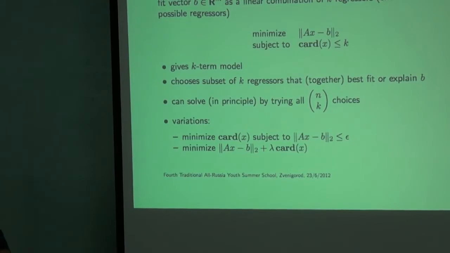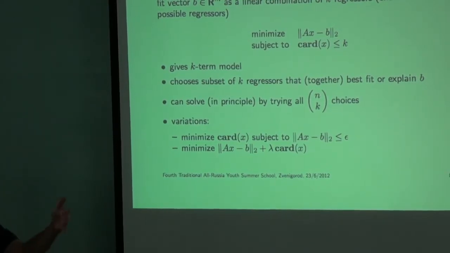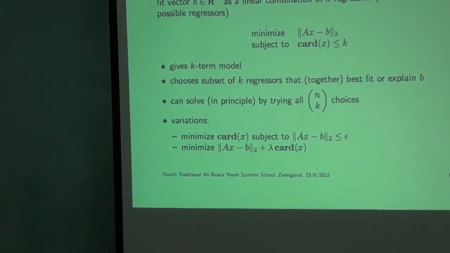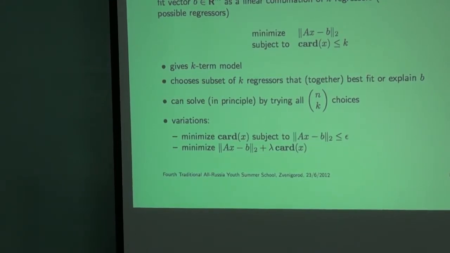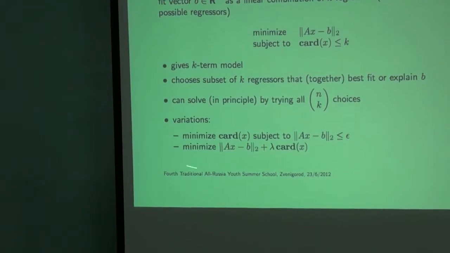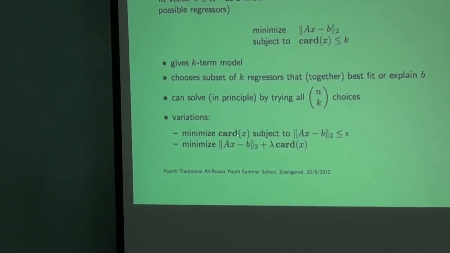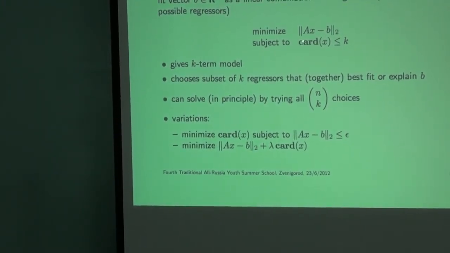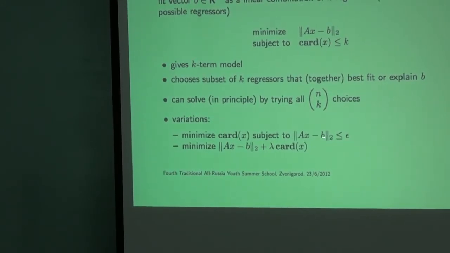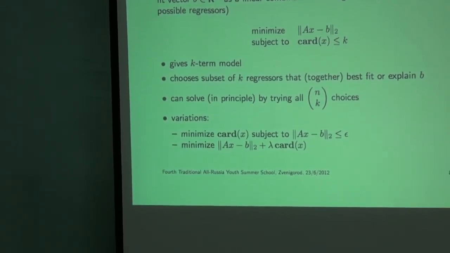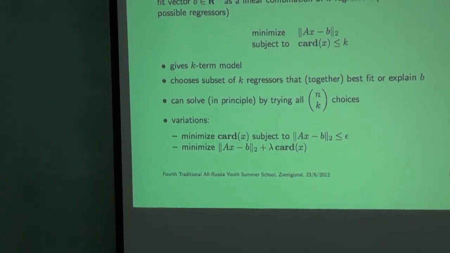Right? That's where you take the one that fits the best, then the next best, then the second, this kind of thing. So it's also called regressor selection. And variations would be things like this: find the smallest subset of the regressors that gives an error on the training set less than epsilon, or minimize this, or show them the trade-off curve.